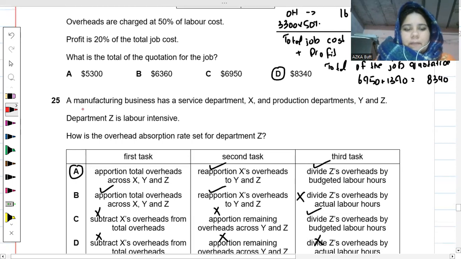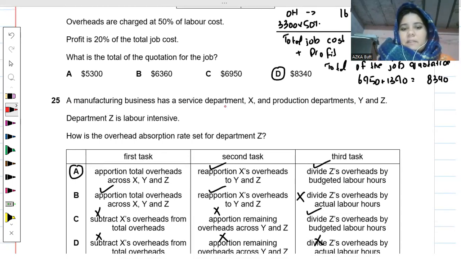In question number 25, the examiner said that a manufacturing business has a service department, which is X, and production departments, which are Y and Z. Department Z is labor intensive. So how is the overhead absorption rate set for department Z? We have to find the overhead absorption rate for department Z, which is a production department. Whenever we want to find the overhead absorption rate, we have to do some tasks, and those tasks are divided into three options.